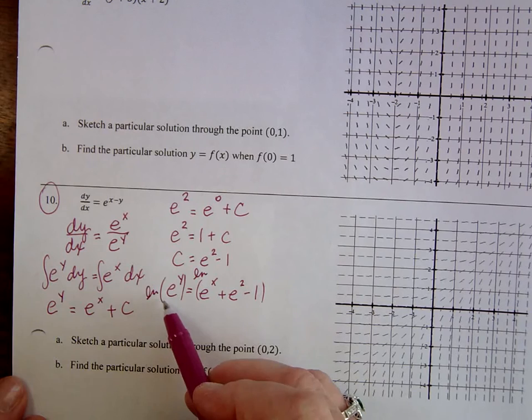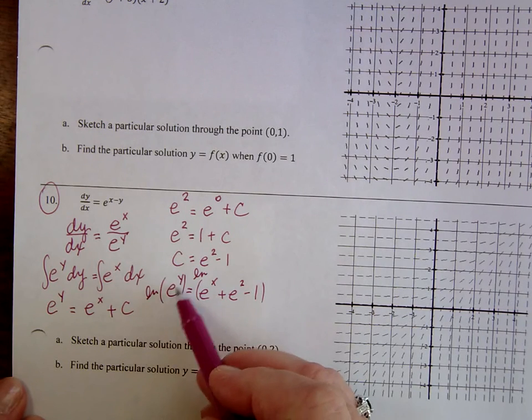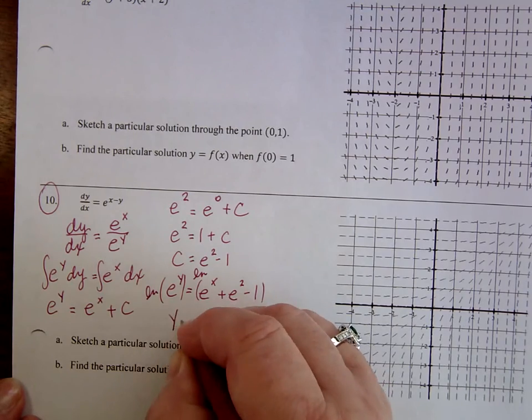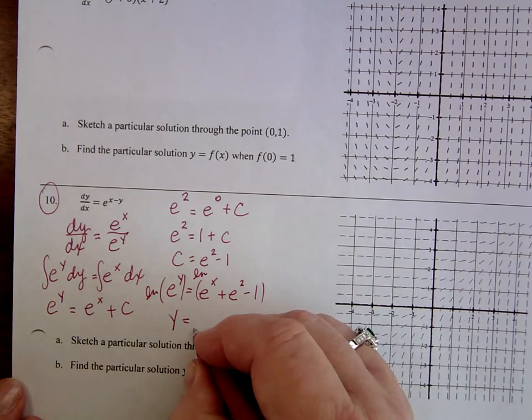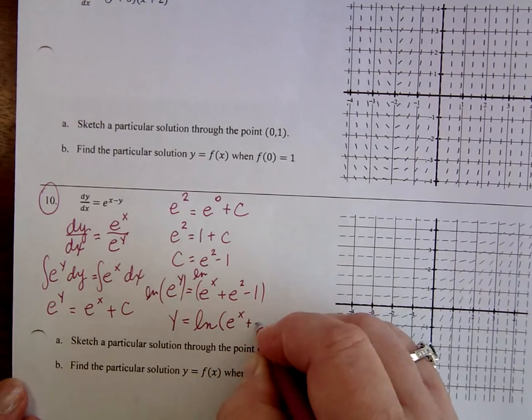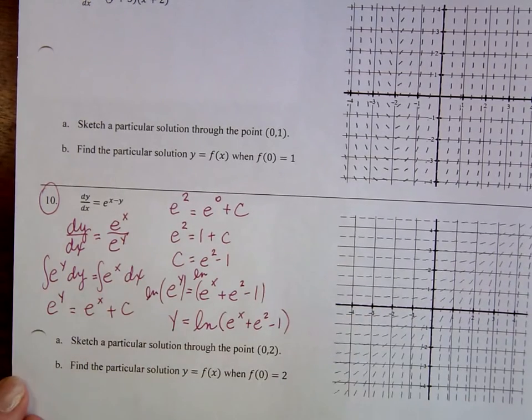Now if I take the ln of e to the y, ln's and e's undo each other, and I'm left with just a y equals. And y equals, I can leave this, the ln of e to the x plus e squared minus 1. And so really you just needed to ln the left-hand side to get rid of that, so you just get the y equals that you wanted, and you can leave this as the ln of e to the x plus e squared minus 1. So there's your particular solution for part B.